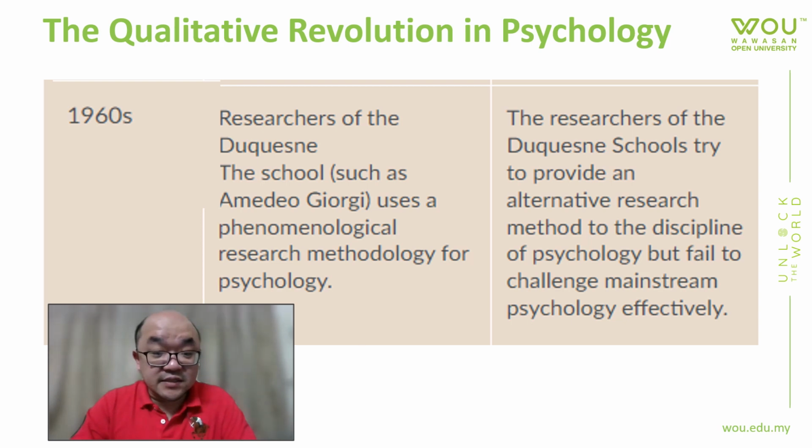And similarly, in 1960, the researchers established the first school of phenomenological research. So phenomenological research is the most common type of qualitative research that we know of today, where you focus on individual experiences.